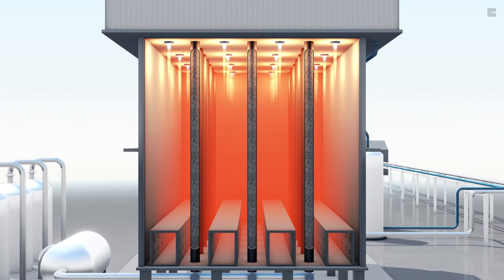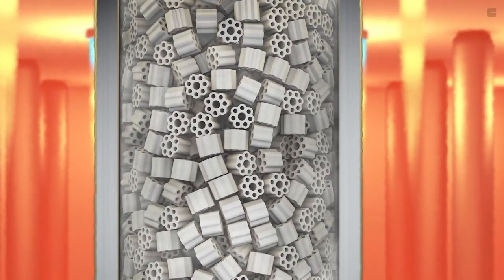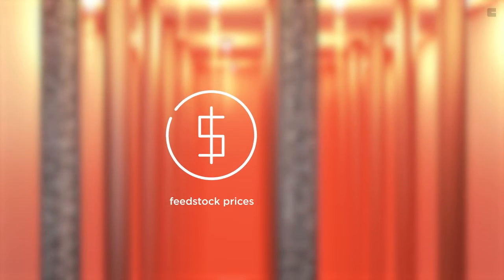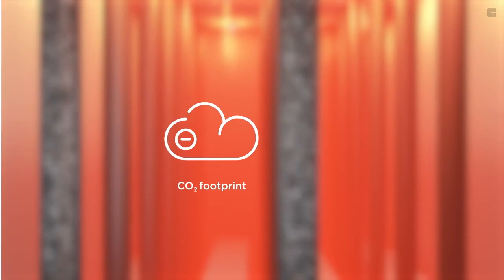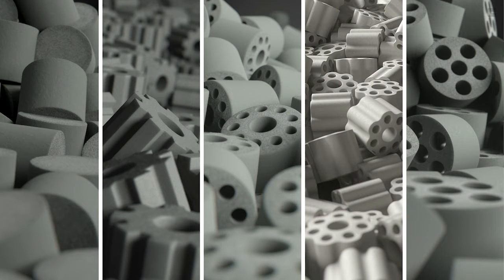The performance of the reforming catalyst enhances the chemical reaction in the tubes. This has a strong impact on efficiency and process costs of the steam reformer. To solve producers' challenges of increasing feedstock prices, rising energy costs, and the need to lower the CO2 footprint, Clariant offers a broad portfolio of state-of-the-art catalysts and services.